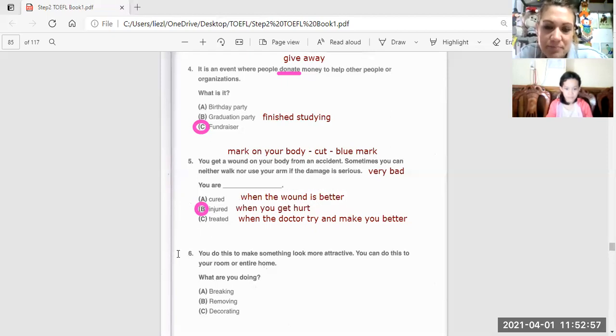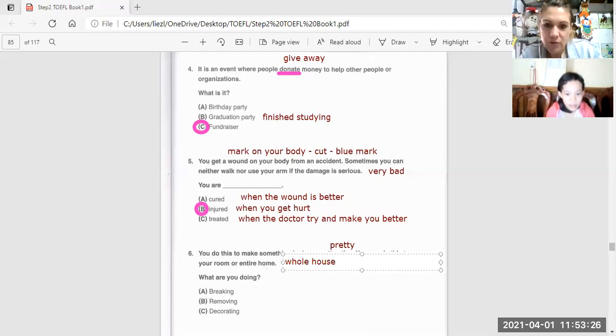Okay, number six. Let's read number six. You do this to make something look more attractive. You can do this to your room or in your home. Attractive means pretty. You want to make your house pretty. Entire house, a home is your whole house. All of the rooms. The bathroom, the bedroom, the dining room where you eat, the living room where you watch TV, the entire home, all of the rooms. Or you can make one room pretty.